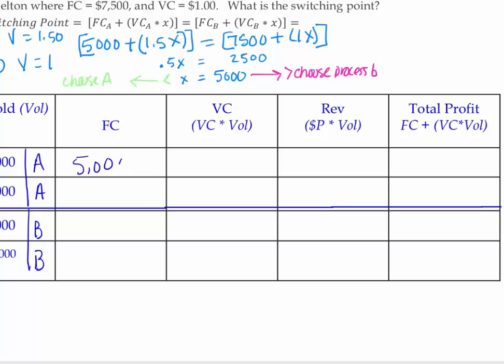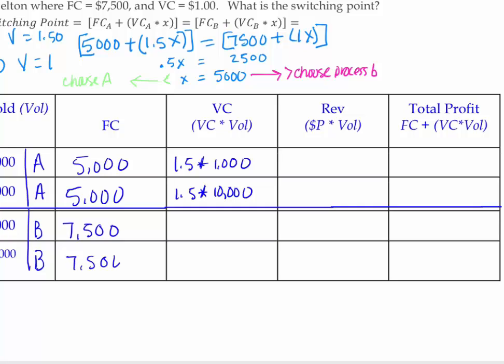We already know, of course, the fixed costs here are 5,000, and our variable costs are going to be 1.5 times the number of units, so we'll have 1.5 times 1,000 here, and times 10,000 here. And then down here we have a little higher fixed cost. So here we've got 7,500, and our variable costs are a little less. 1 times 10,000.